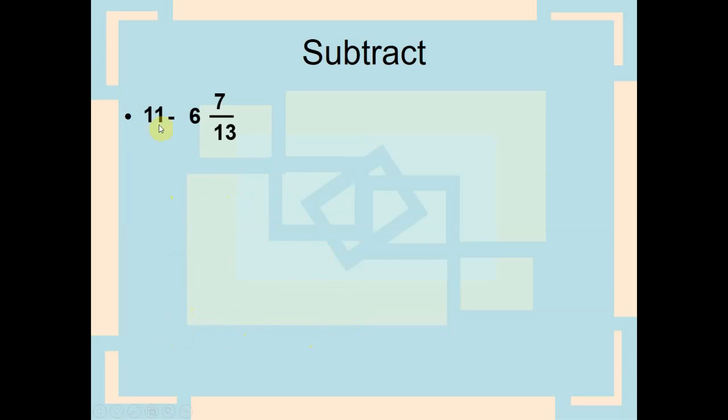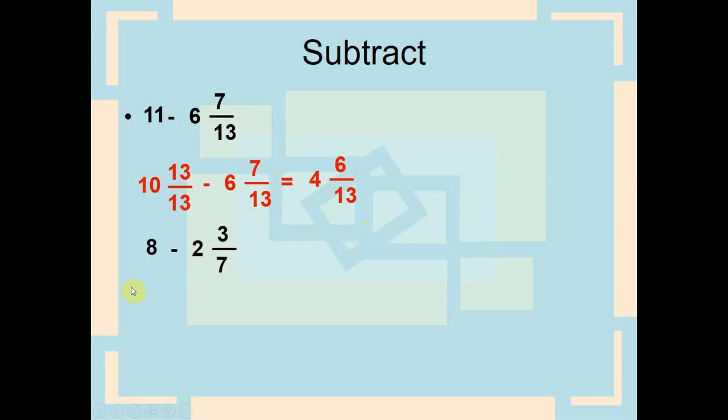Another example, 11 minus 6 and 7 over 13. Borrow 1 from 11. It will be 10. And the denominator here is 13. It will be 13 over 13. Minus, this mixed number will be the same, 6 and 7 over 13. Subtract now. 10 minus 6 equals 4. And the denominator will be 13 the same. Then subtract 13 minus 7 equals 6. It will be 4 and 6 over 13.